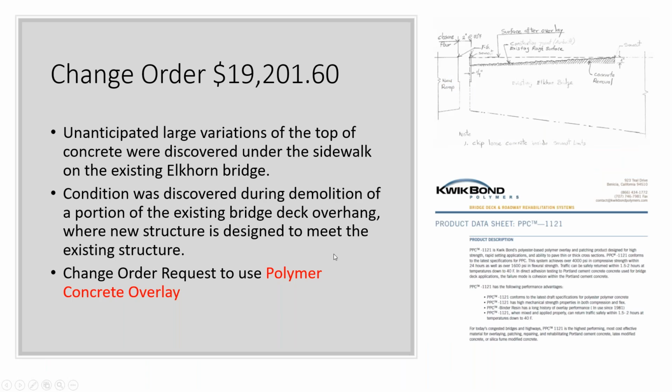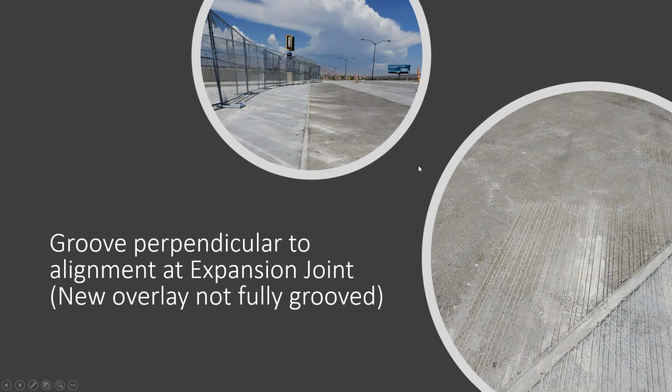There was a change order in this project of $19,000, and that is because it was not predictable to see how rough the surface of the existing bridge was. So we had to do some work in order to match the new structure. Here it was decided to do that groove perpendicular to the alignment, but it was skewed to the expansion joints.